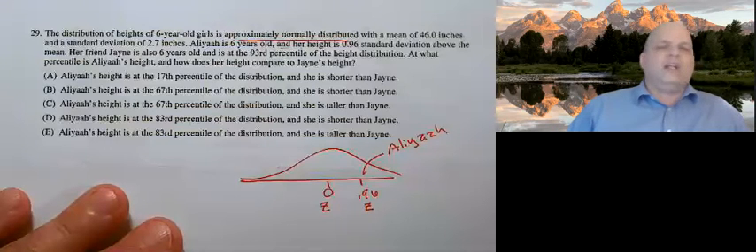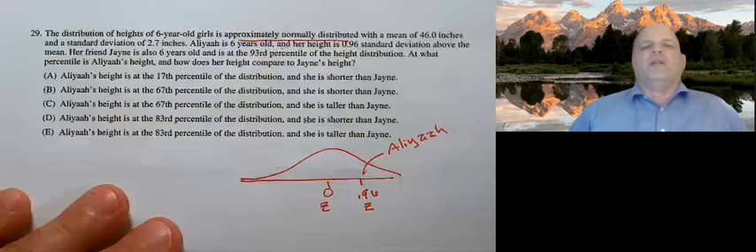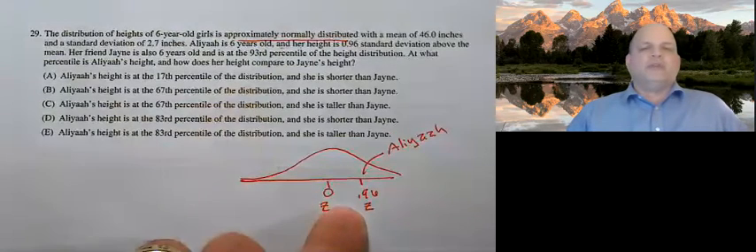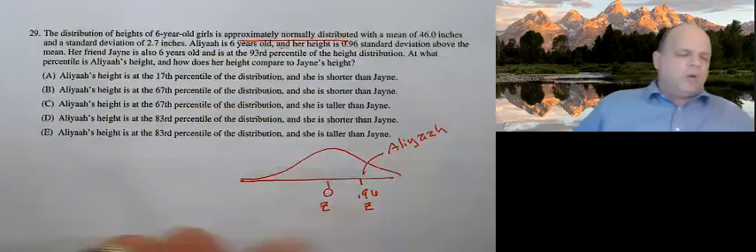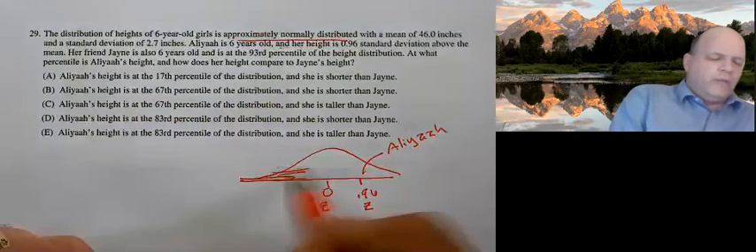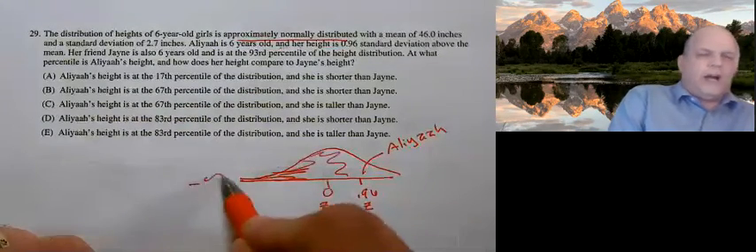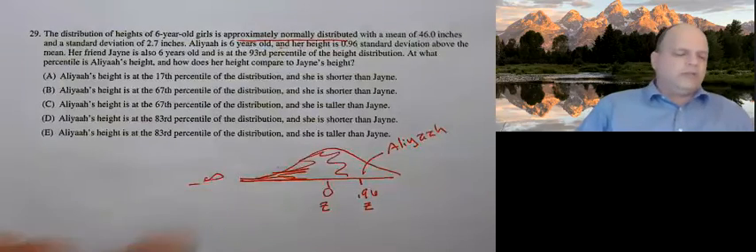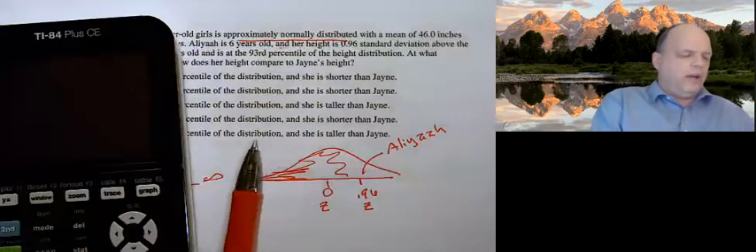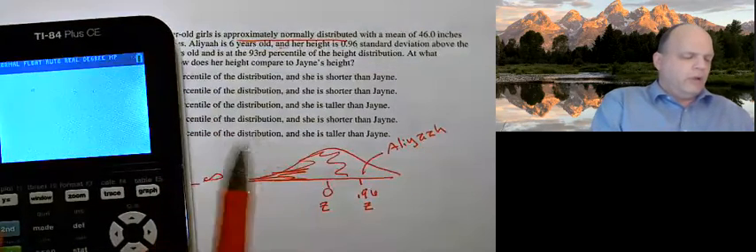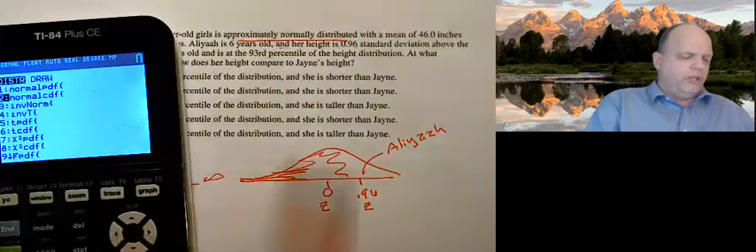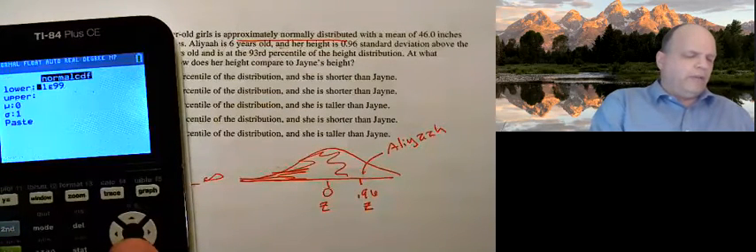Her friend Jane is also 6 years old, and she is at the 93rd percentile. At what percentile is Aaliyah's height? So I need to convert this into a percentile. Well, remember, percentiles go from negative infinity up to a value. All right, so let's do that. We can do that using a norm CDF, second vars, norm CDF, our lower bound, negative infinity, our upper bound, 0.96, a mean of 0, and a standard deviation of 1.